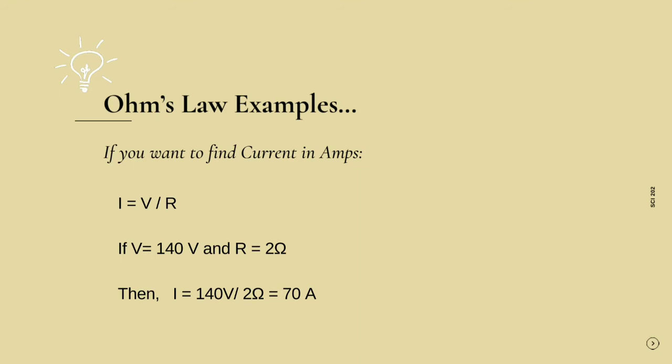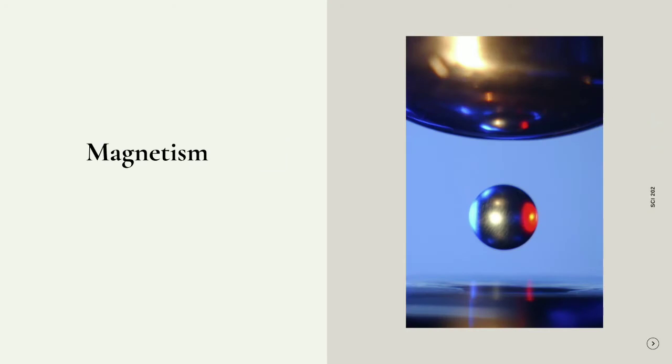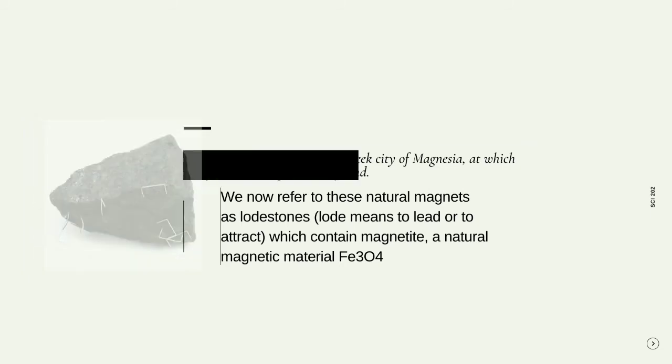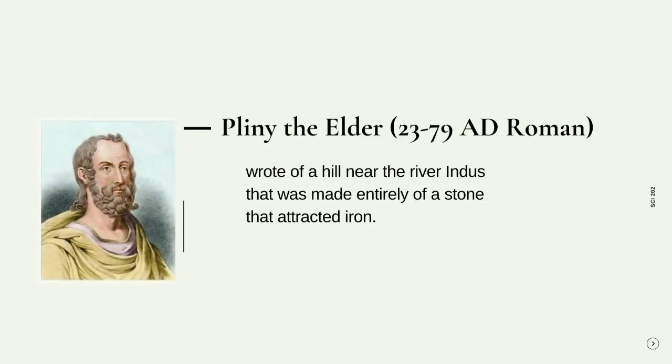Magnetism. The term comes from the ancient Greek city of Magnesia, at which many natural magnets were found. We now refer to these natural magnets as lodestones, which contain magnetite, a natural magnetic material Fe3O4. Pliny the Elder wrote of a hill near the river Indus that was made entirely of a stone that attracted iron.